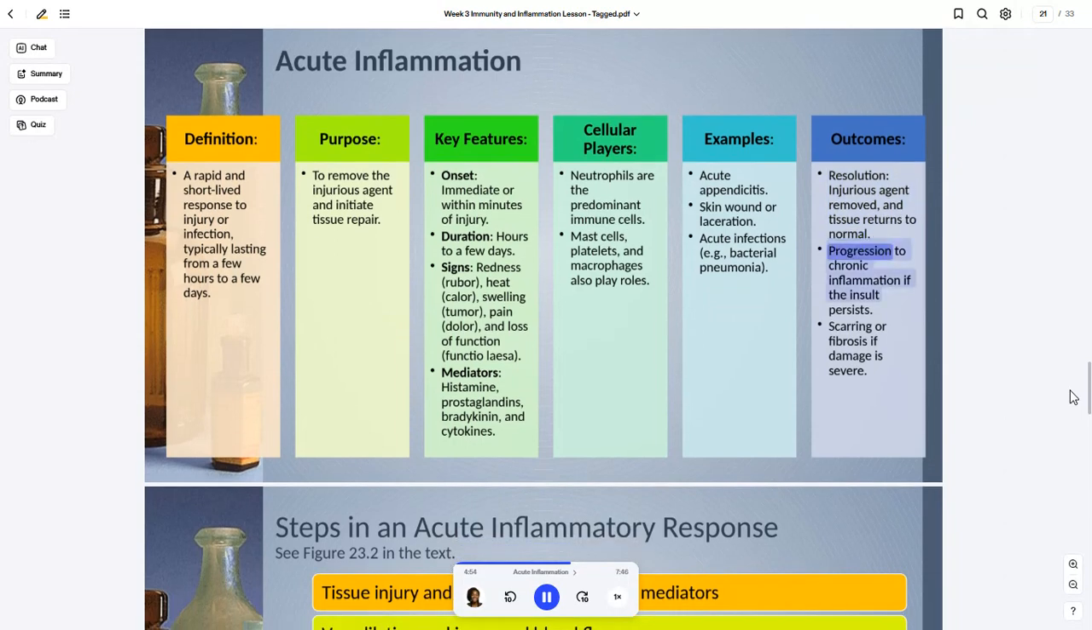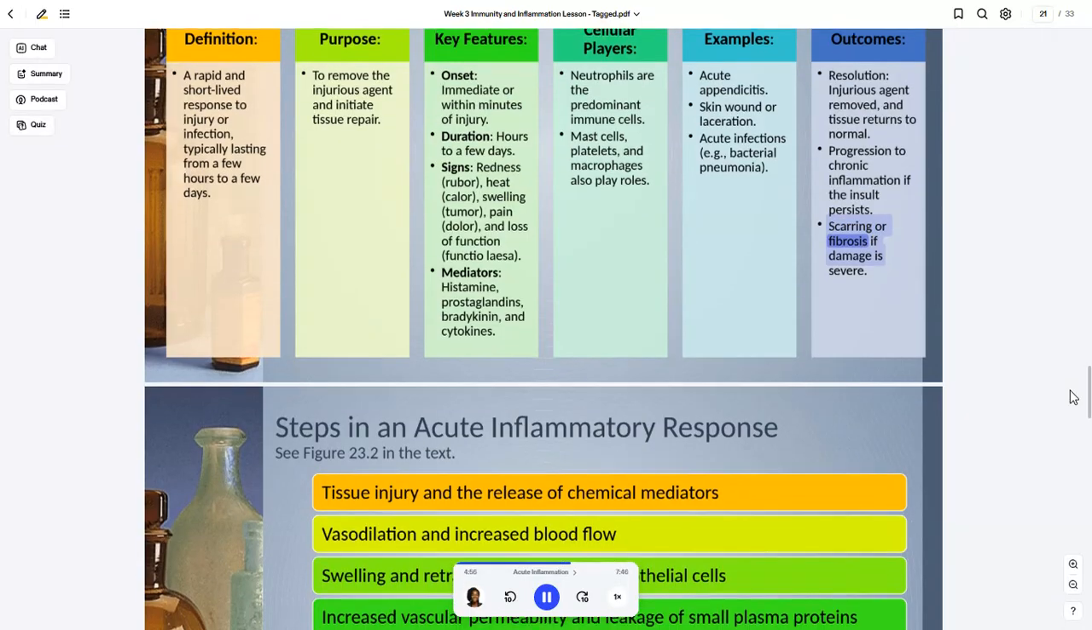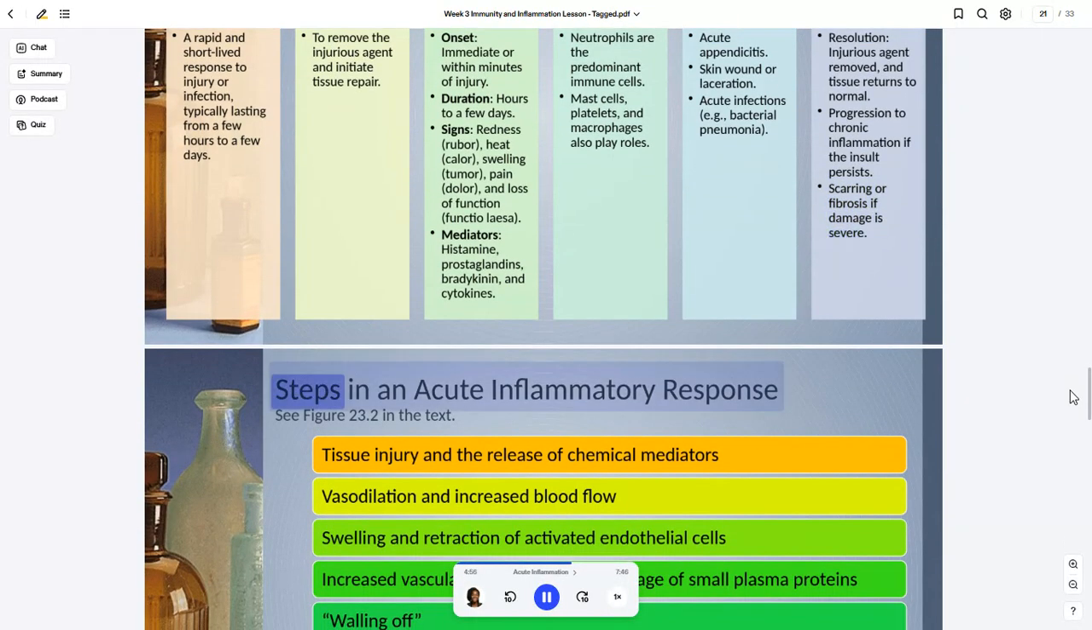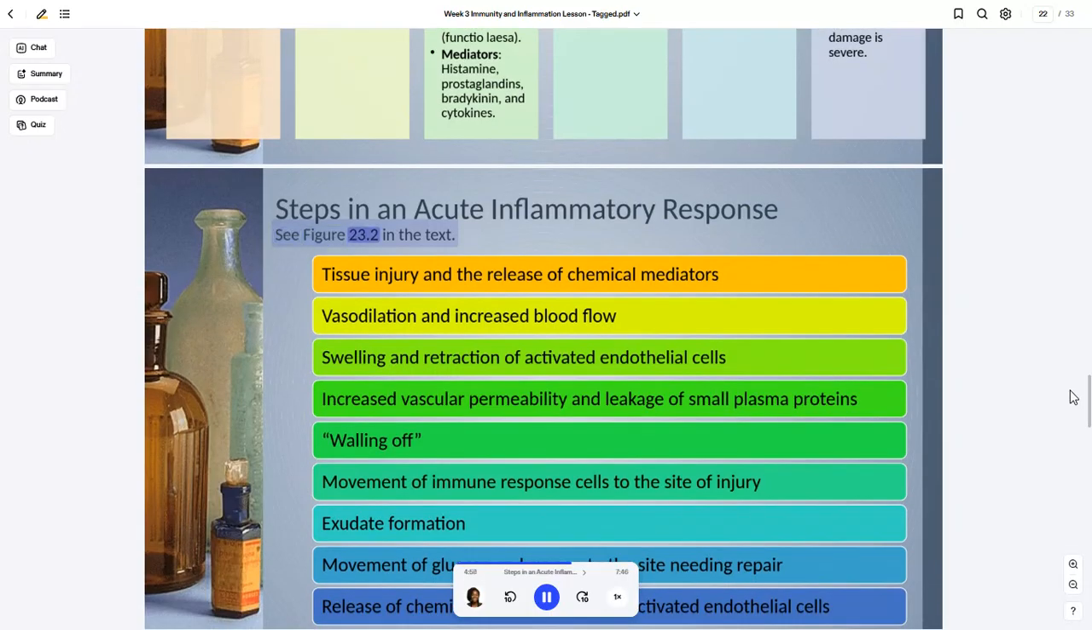Outcomes: resolution, where the injurious agent is removed and tissue returns to normal. Progression to chronic inflammation if the insult persists. Scarring or fibrosis if damage is severe. Steps in an acute inflammatory response. See Figure 23.2 in the text.